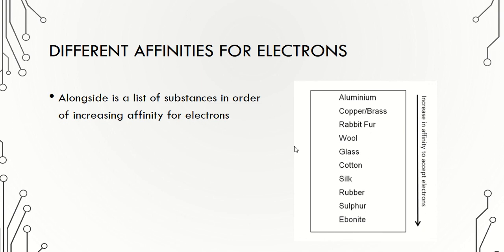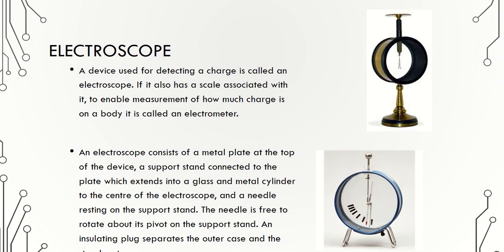You're now going to look at an investigation, so you can have a play around with one of these. Now I'm not sure if you've seen one of these before, but they are called an electroscope. And you're going to play around with a few different materials and try and charge this and see what happens. So this is called an electroscope. It's a device for detecting charge.